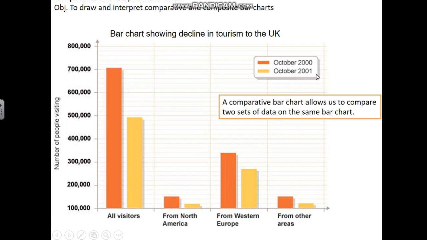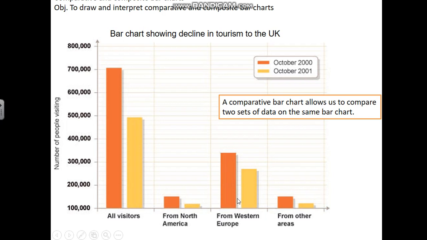But we can see when they're side by side, for all visitors, that there were more visitors in October 2000 than there were in October 2001. And then for the individual areas, you can see again how much the decrease has gotten. So for North America, we can see in October 2001, there are less than half the number of visitors than there were in October 2000. Western Europe has gone down, but hasn't gone down quite as far as halfway, and for other areas, again, it looks like there's less than half in October 2001.